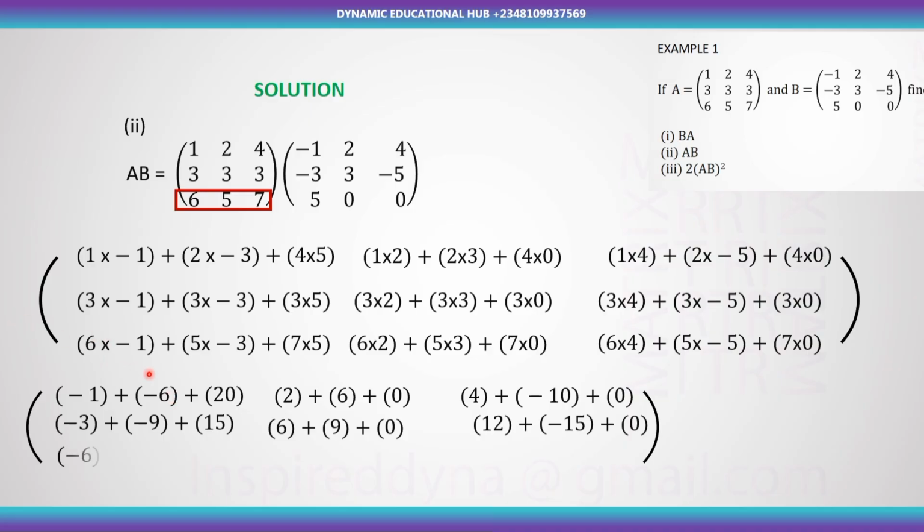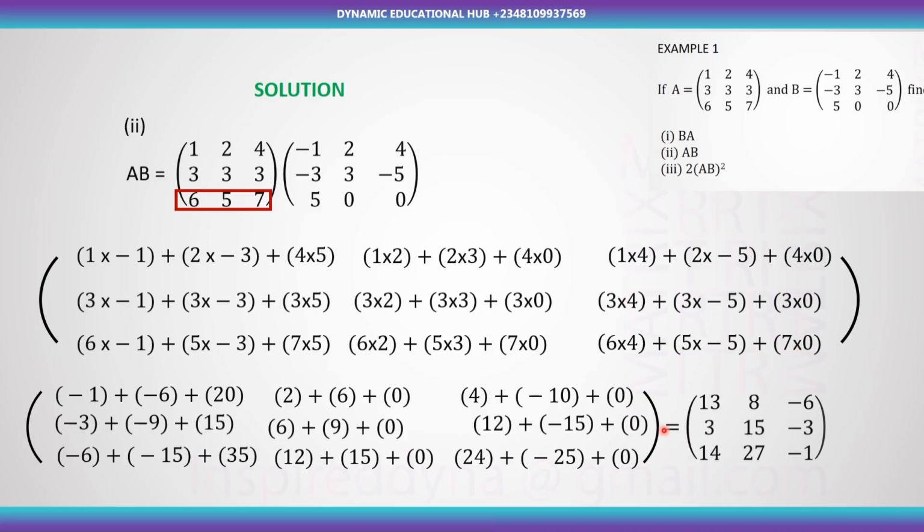Lastly, we move to the last one, which is 6 times minus 1, minus 6. 5 times minus 3, minus 15. 7 times 5, we have 35 here. And to this one, we have 6 multiplied by 2, that gives us 12. 5 times 3, 15. 7 times 0, 0. Finally, we have 6 multiplied by 4, that gives us 24. 5 times minus 5, that gives us minus 25. 7 times 0, that gives us 0.